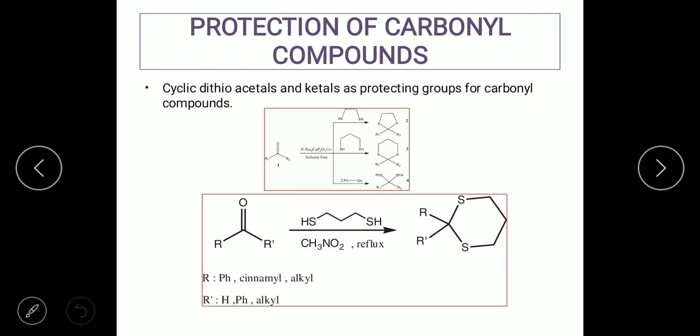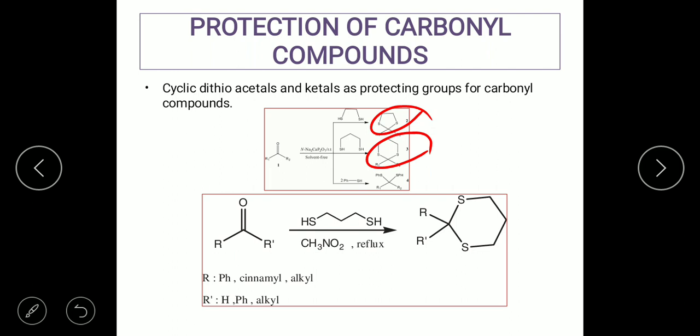Now apart from the dioxane and dioxolane, there is also use of thiols in the protection of the carbonyl. You can see here the dithiane and the dithiolanes can also be used in the protection of the carbonyl compound. The second compound here is nothing but the 1,3-dithiane derivative, and the first is nothing but the 1,3-dithiolane derivative.